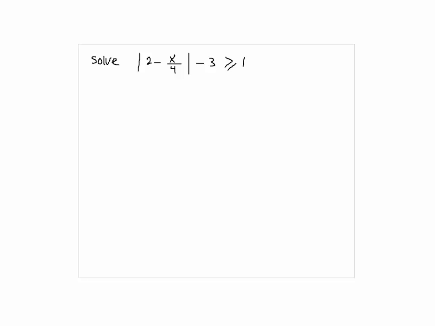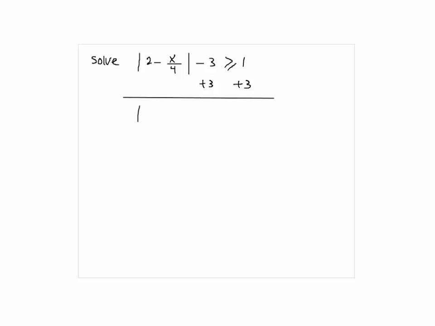So over here, the first step is to isolate the absolute value. Anybody want to tell me what would be a first step? You would add 3 to both sides. Very good. So we add 3 to both sides of the inequality.